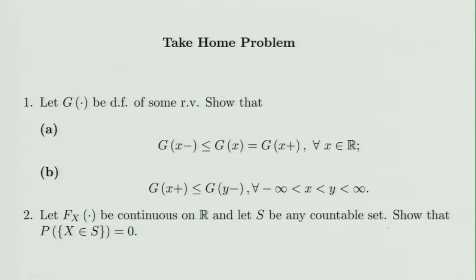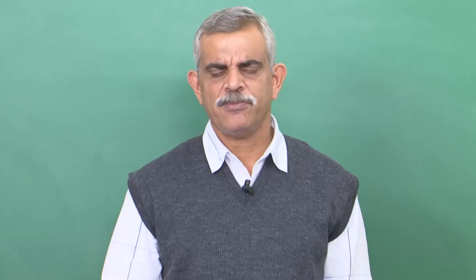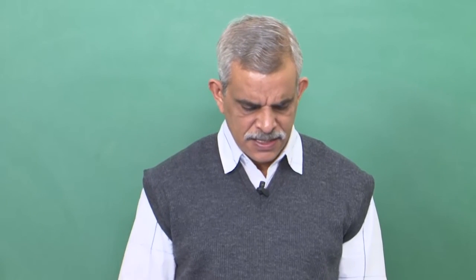Now take home problem. Let G be the distribution function of some random variable, so that G(x minus) is always less than or equal to G(x) is less than or equal to G(x plus). This follows from the fact that a distribution function is always monotonically non-decreasing. Now similarly, if x is less than y, try to show that G(x plus) is less than or equal to G(y minus). They are simple to prove, just using the fact that G is monotonically non-decreasing.